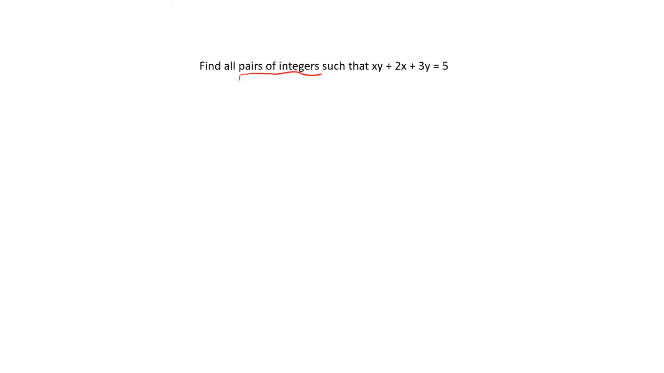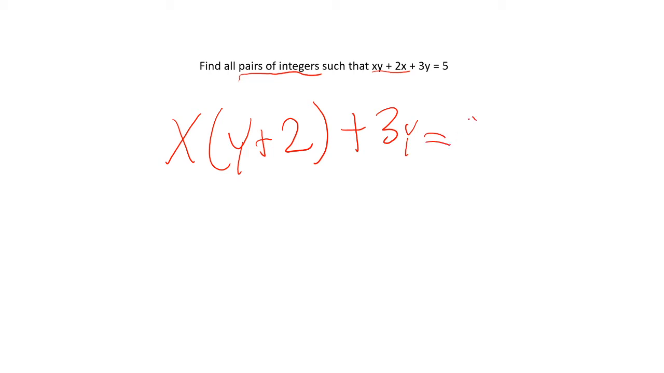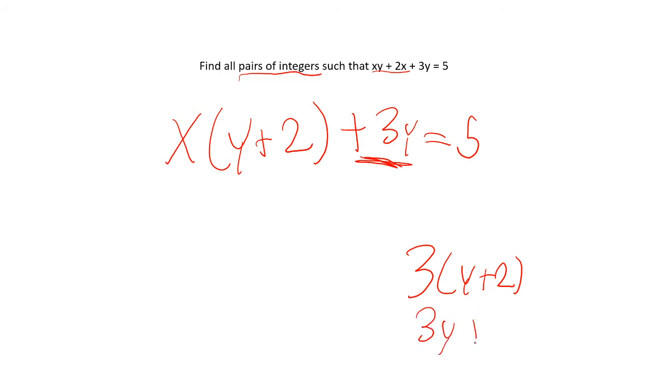Hopefully you've come up with a way to simplify or make the equation easier to handle. I see xy plus 2x. I'm going to factor this to see if it makes it any easier. So I can have x times y plus 2. We can factor everything but our term over here, which is the plus 3y. Now what if we factored out a 3 from y plus 2? We would have 3y, which we already have, but then we'd have a plus 6.